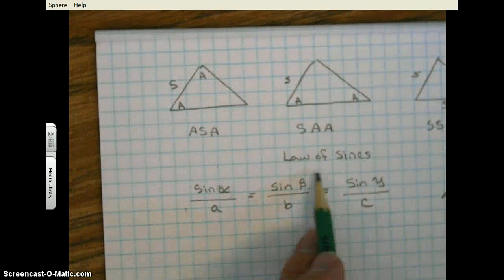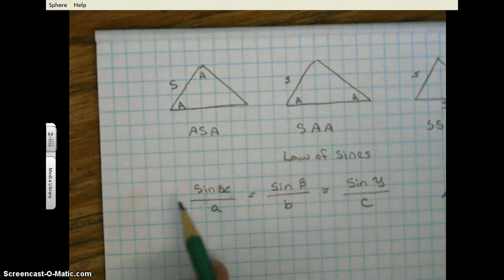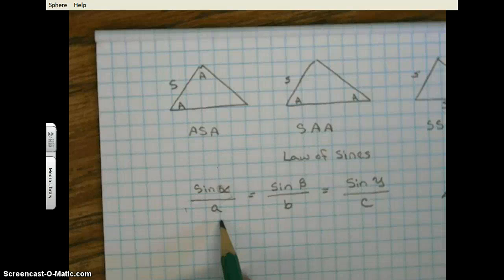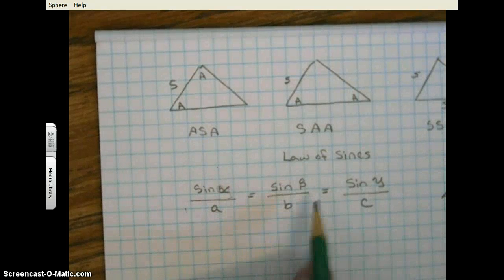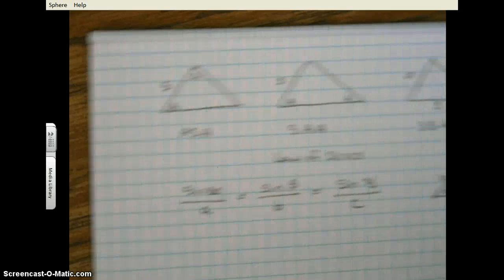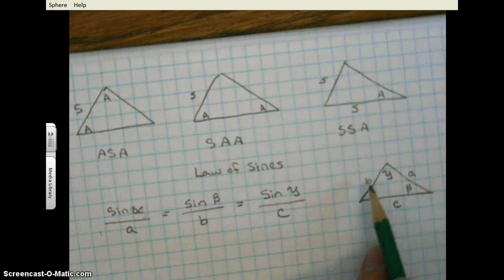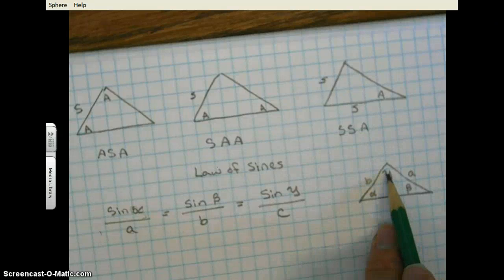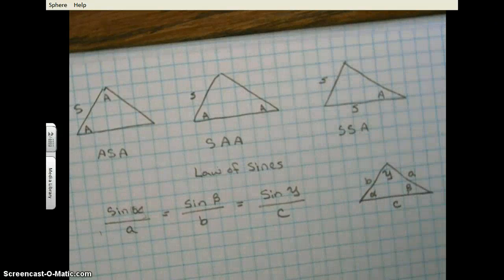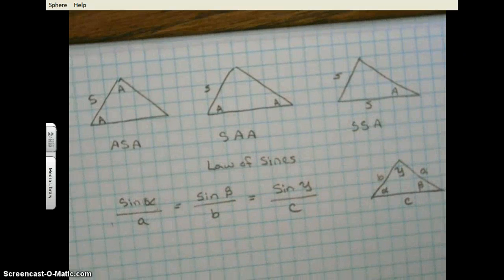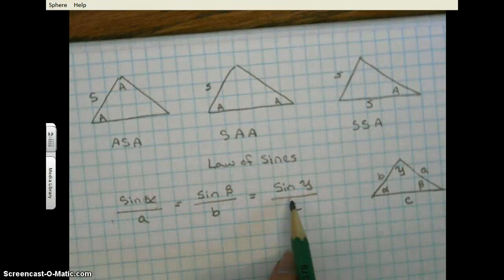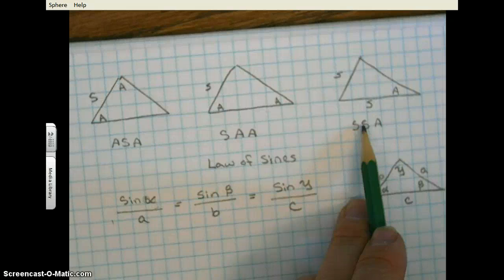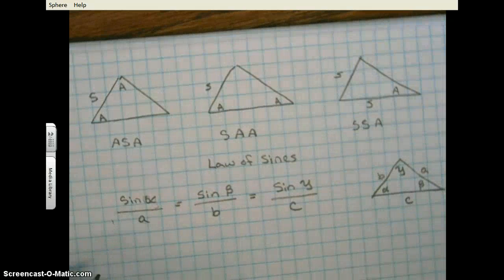So the law of sines is a ratio. We have the sine of alpha over A equals the sine of beta over B equals the sine of gamma over C. And remember, B is across from beta, A is across from alpha, and C is across from gamma. Now we're not using right triangles here. These are not right triangles. So since they're not right triangles, we have to use law of sines when we have one of these three types of triangles. So let's take a look at an example.